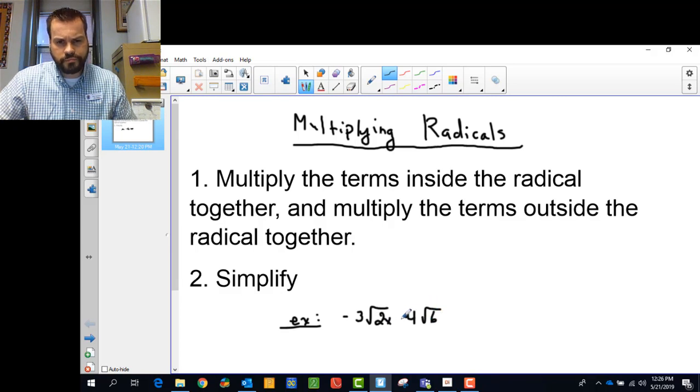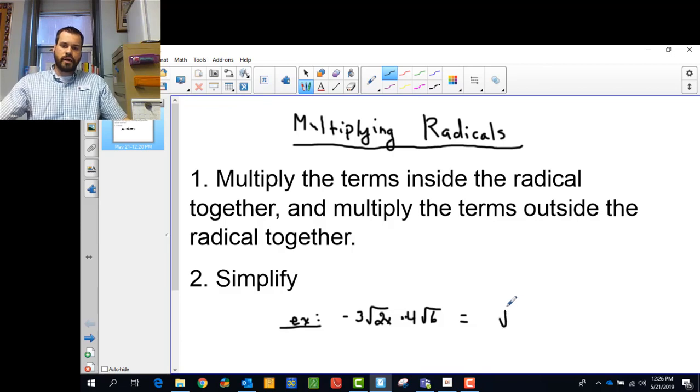So what we're doing is we're multiplying the numbers inside the radical. And you can only do this if the radical has the same index. So you can't multiply a cube root by a square root, for example, but these are both square roots, so we multiply those and we get 12x in here. And then we multiply the numbers out front, so we get minus 12. Okay, because 4 times minus 3.